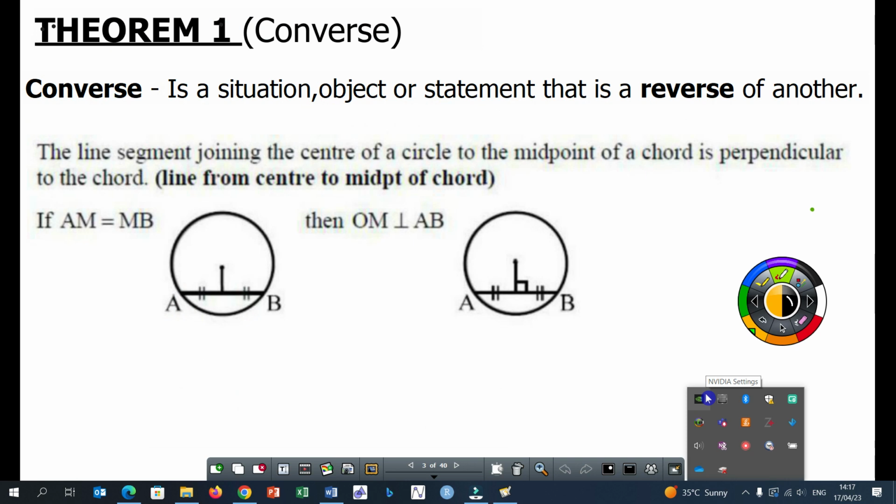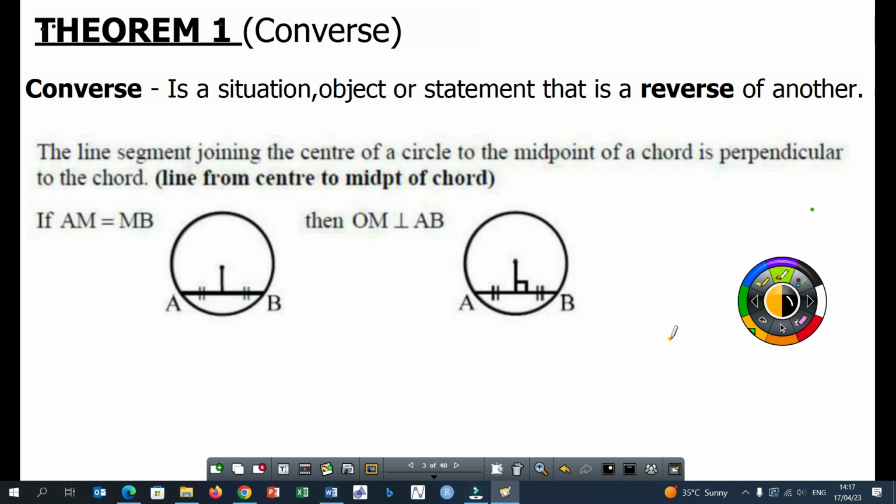In actual fact, there are about two converses, but this is the main one. Here I gave you a definition of what the converse is, just to help you understand the word. A converse is a statement which is the reverse of another, or the reverse of what has already been proven. So when you say converse, you are referring to the opposite. Now, the converse of theorem 1 says a line segment joining the center of a circle to the midpoint of a chord is perpendicular to the chord. Now, it's the opposite of the original theorem.